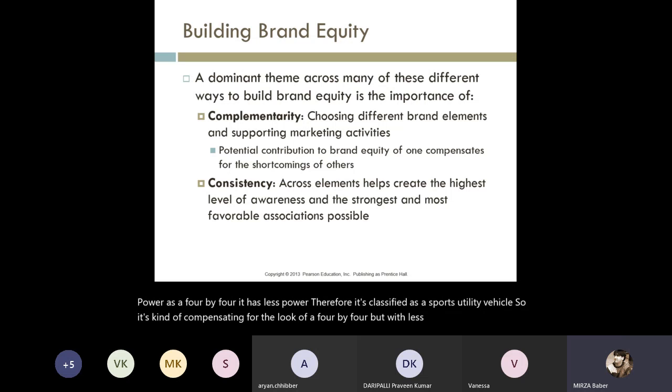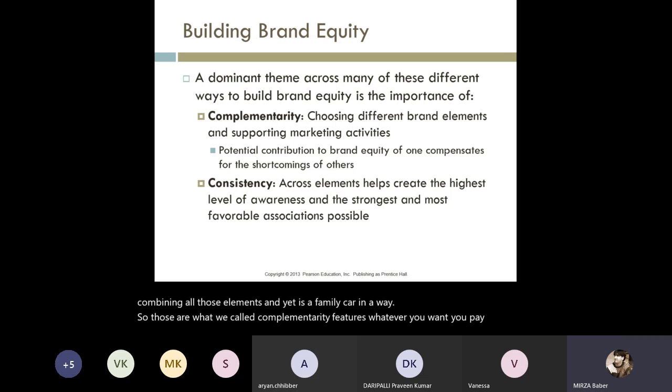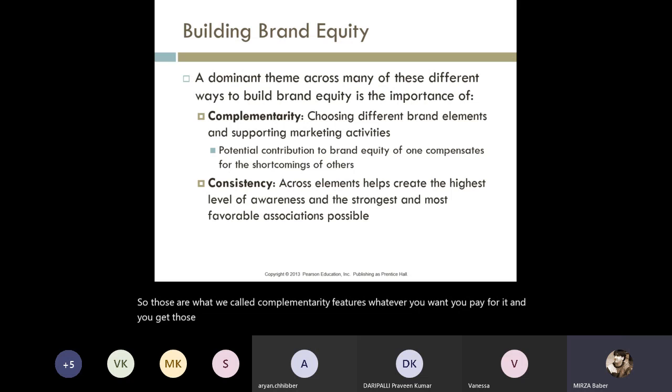It doesn't have the speed of a sports car, but it has the looks of a sports car, and so on and so forth. It's combining all those elements, and yet it's a family car in a way. So those are what we call complementarity features. Whatever you want, you pay for it, and you get those features.